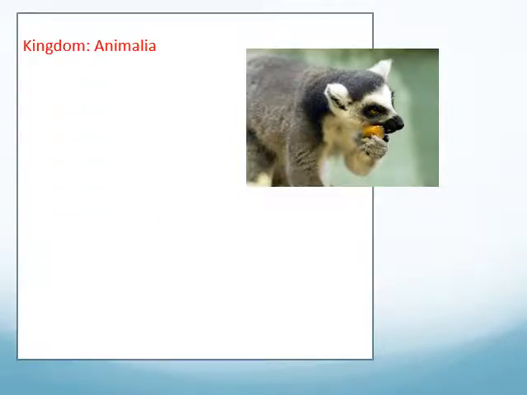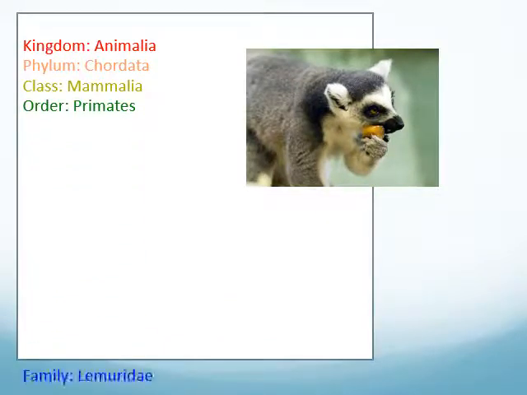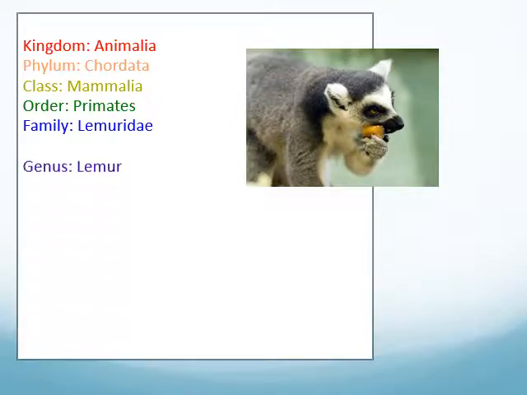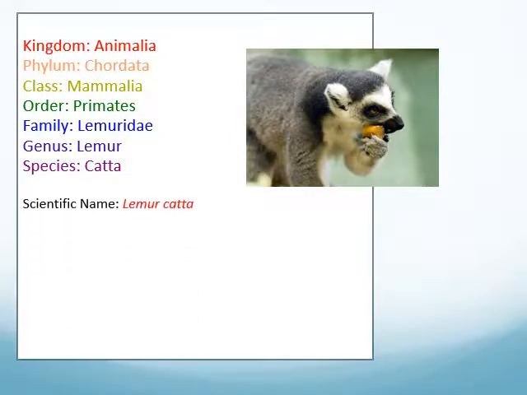Okay, so we're looking at kingdom Animalia, phylum Chordata, class Mammalia, order Primate, family Lemuridae, genus Lemur, species catta. Scientific name is Lemur catta.